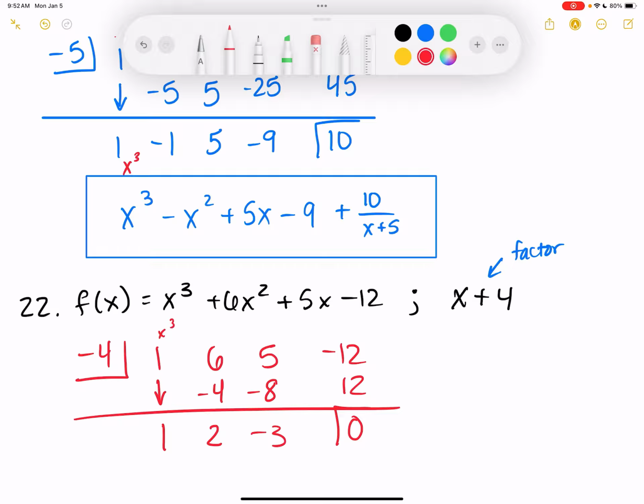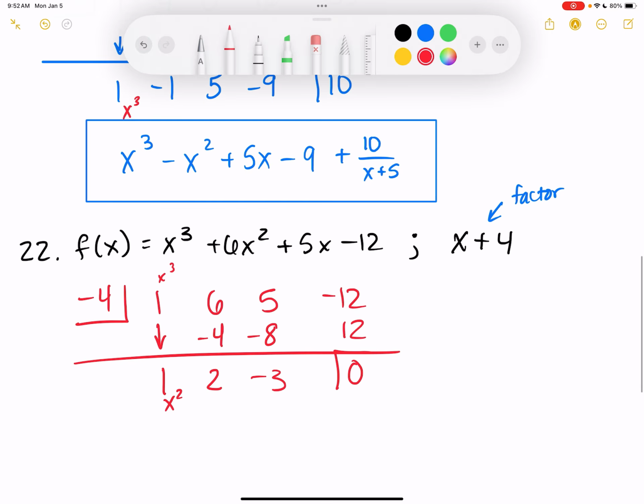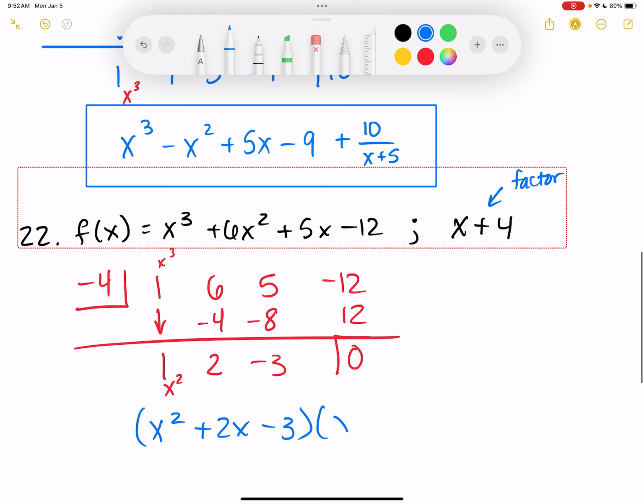This was x cubed, meaning this is now x squared. So I've got x squared plus 2x minus 3. And technically, then this is all times x plus 4, because that's what would get me back to here. So you might be done at this point, but if we can keep factoring, we're going to.